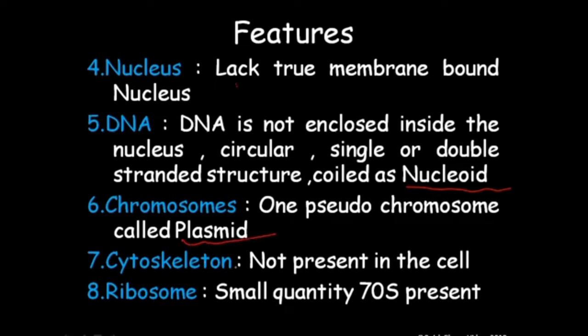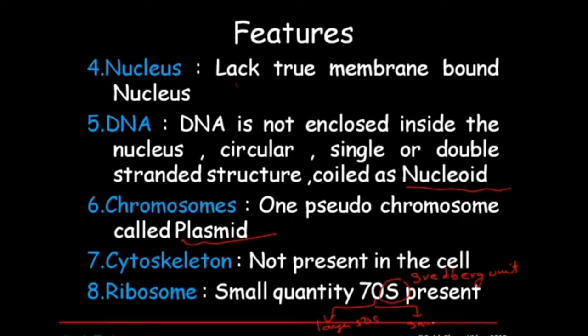Cytoskeleton is not present in the cell. Ribosome: a small quantity of 70S ribosomes is present. S is the Svedberg unit. The 70S ribosome has two subunits, a larger 50S and a smaller 30S. Four to eight ribosomes combine together with messenger RNA and form polyribosomes. So these are the structures which are found in the prokaryotic cell.